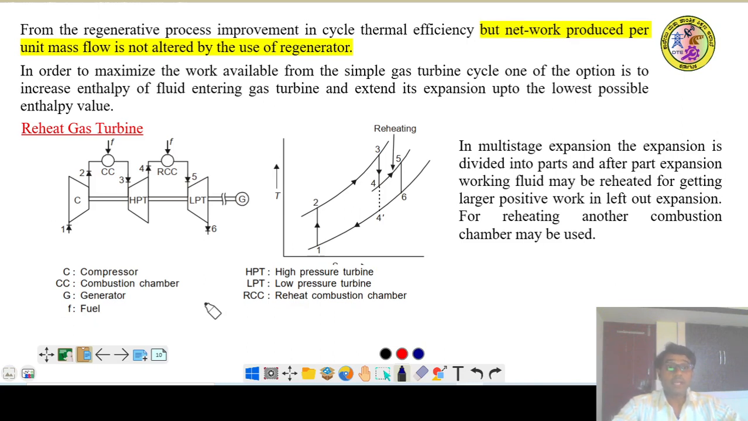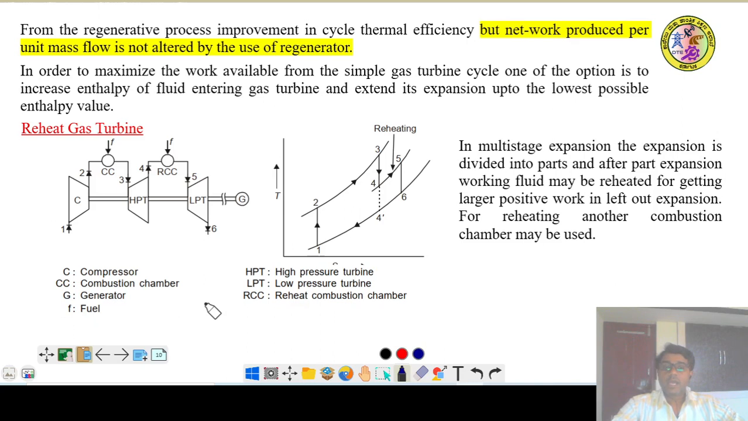But the net work produced per unit mass flow is not altered by the use of the regenerator. The efficiency increases, but the work output does not change by using the regenerator.